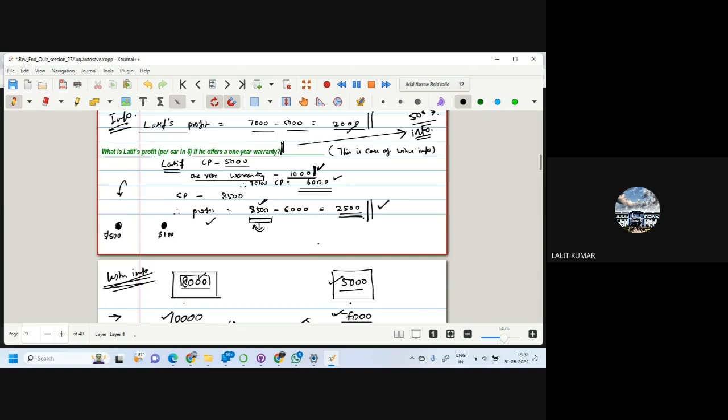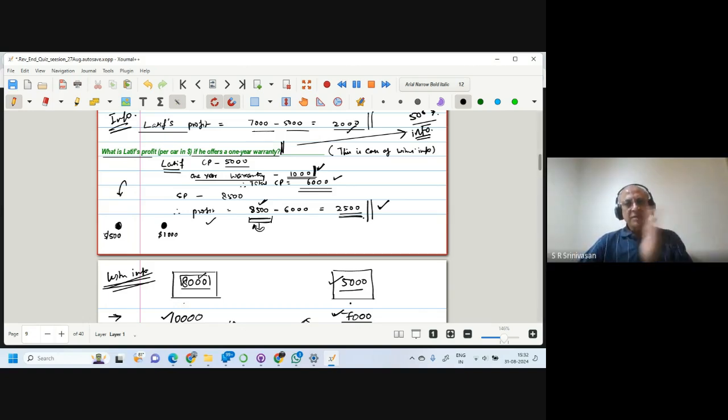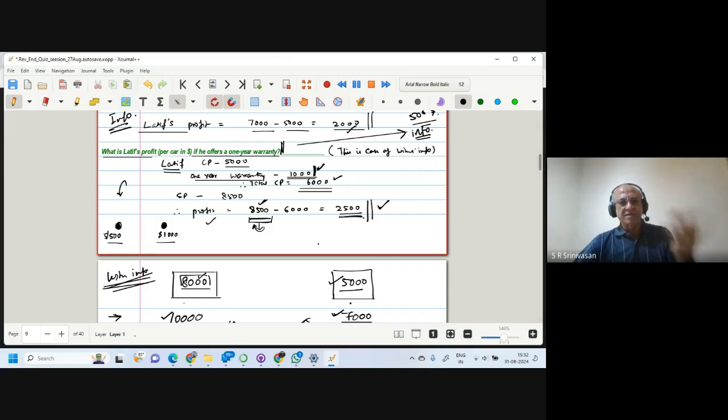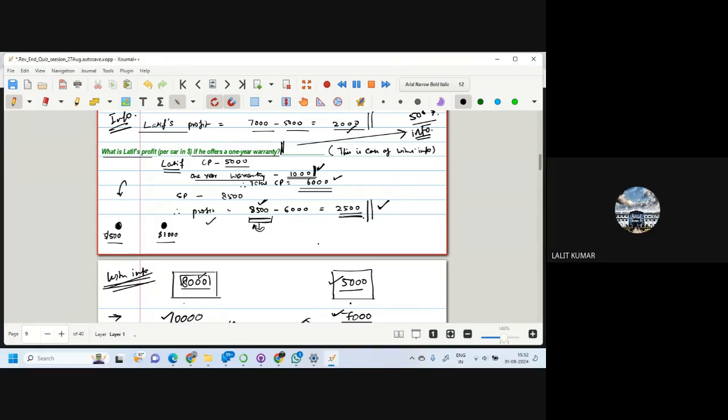No, Latif is not giving. So the idea is that basically both of them are offering warranty. Yeah, so it comes back to basically no extra information. No, so you still don't know who is better. So he will be selling this car for 8,500, and in this case, his profit becomes 2,500.